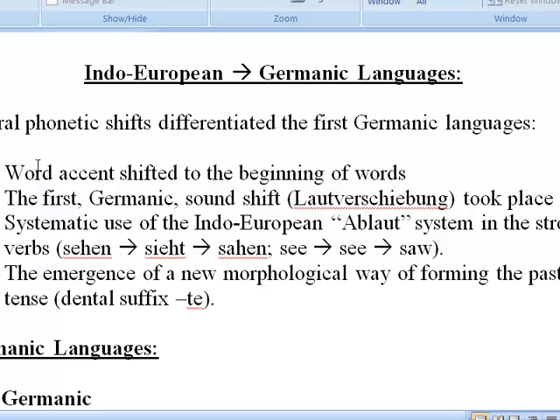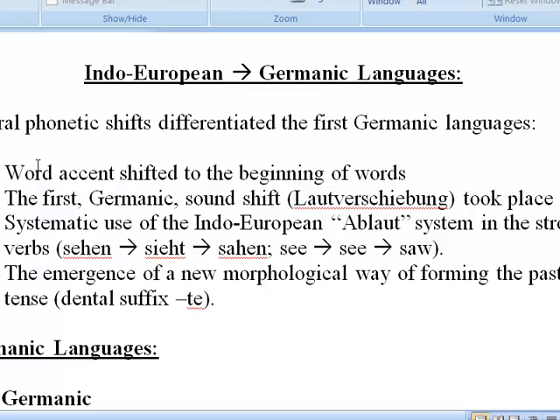Whereas if you look at Latin or Greek, a lot of times the word accent is towards the end, and it's used to focus on the part of the word that tells you the difference between plural or singular or present or past tense. In Germanic languages, the word accent is almost always on the first syllable, and so the word endings became less important, and that necessitated the development of a system of articles like the, in German der, die, das.